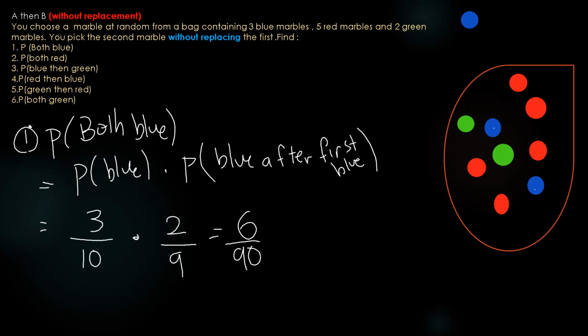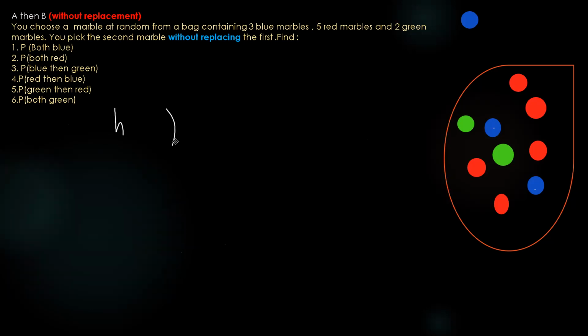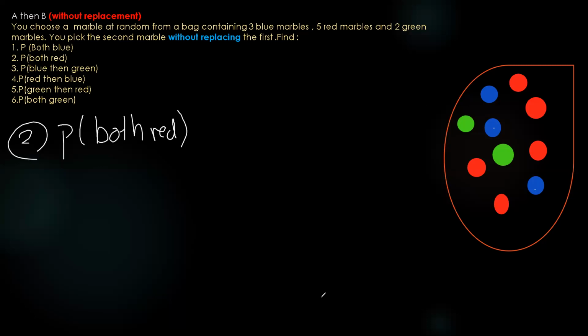Now let's solve number 2. In number 2 here, we have to find the probability of, just one second, let's place it back now. Now then here, we have number 2, we have to find the probability that both of them are red. How many red marbles do we have? We have 1, 2, 3, 4, 5. So the first case, we have 5 red marbles over 10.